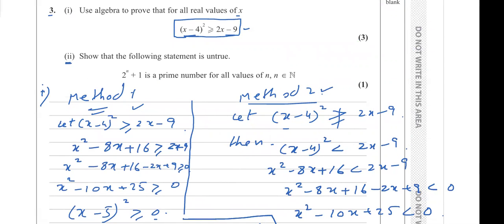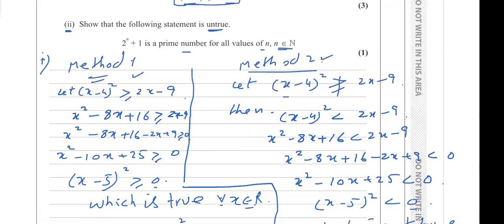Now part 2 is show that the following statement is untrue. What is the statement that we have to prove is untrue? In general it is untrue: 2n plus 1 is a prime number for all n where n is a natural number. We will just give one example. In such cases, when you have to prove something wrong, just give one example. Then in general that will become untrue.